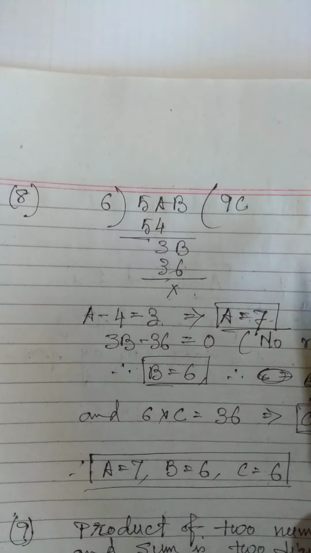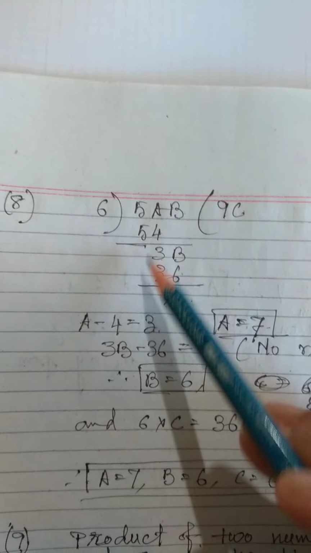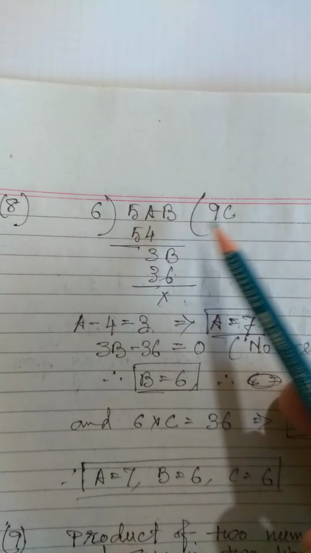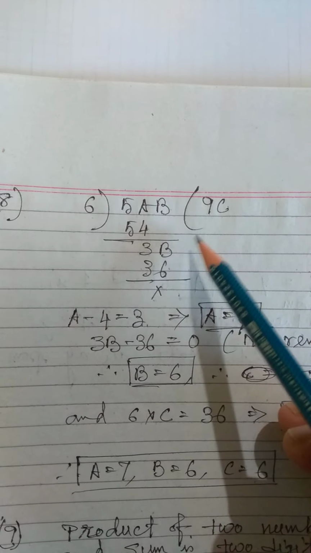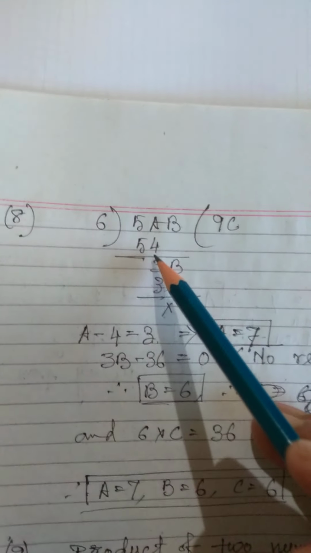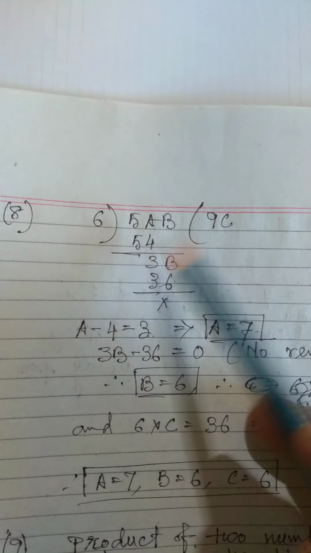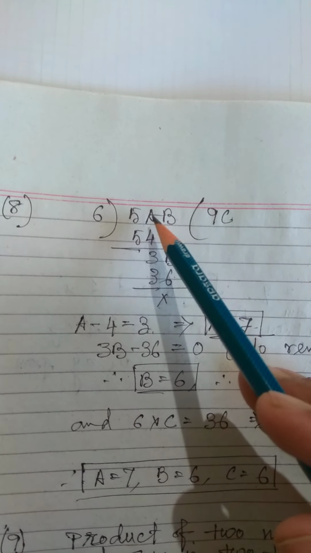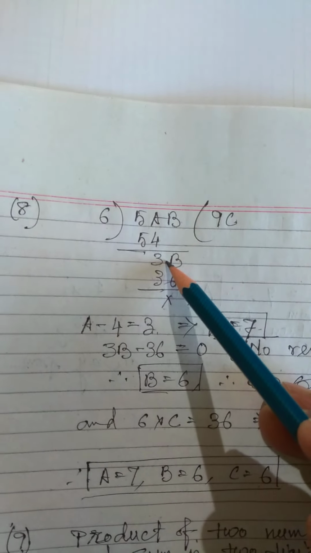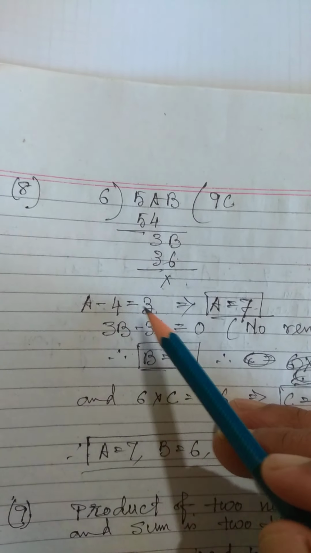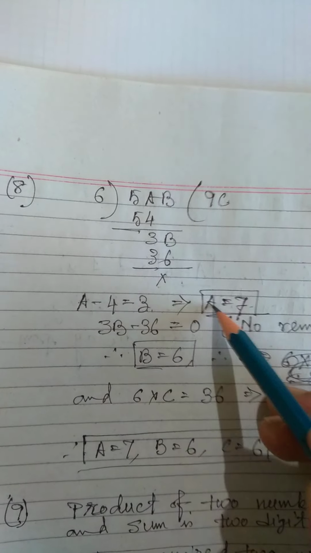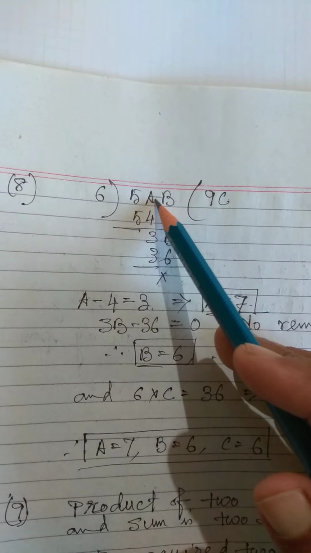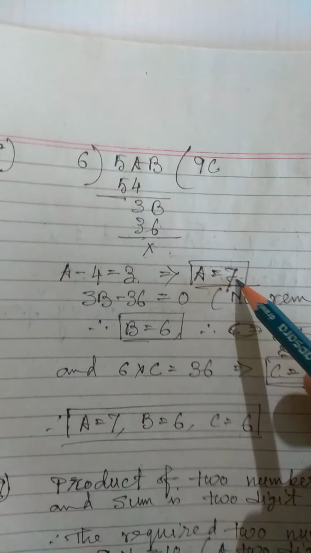Next, question number 8. It is a division. It is given, find the value of A, B and C. So 6 9 0 54. Now 3 is given. So A minus what number equals 3? So A minus 4 equals 3. Therefore A equals 7. If A equals 7, so 7 minus 4 equals 3, so A equals 7.